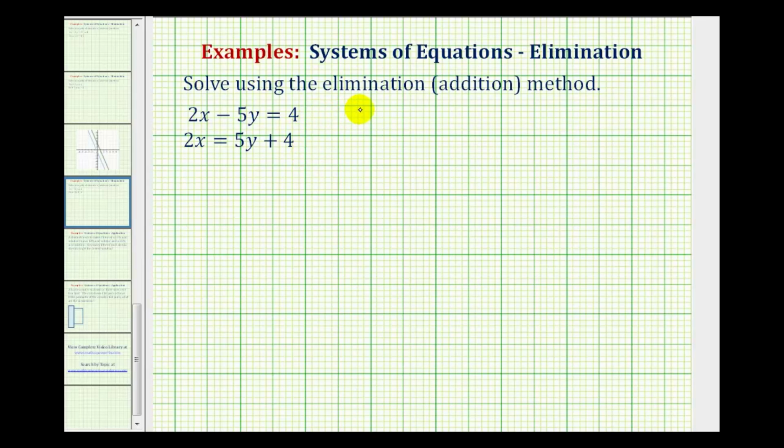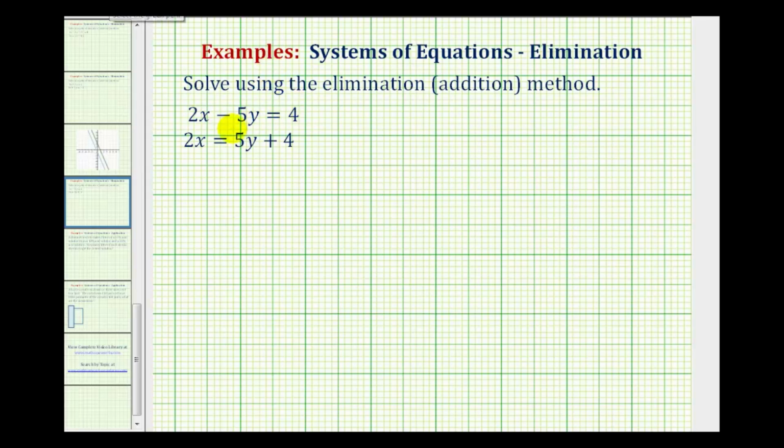Now, to use the elimination method, the idea is to add the two equations together, and in doing so, eliminate either the x terms or the y terms. Well, if we want the sum of the x terms or y terms to be 0, either the x terms or y terms must be opposites. So the first step in using the elimination method is to put the two equations in standard form, meaning we want the x terms and y terms on the left and the constant on the right.